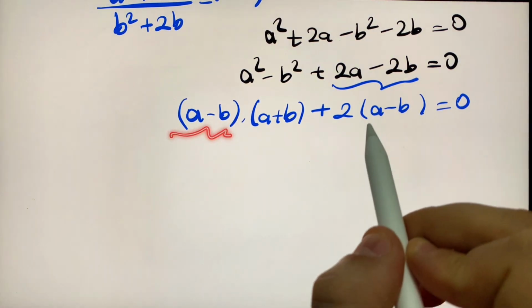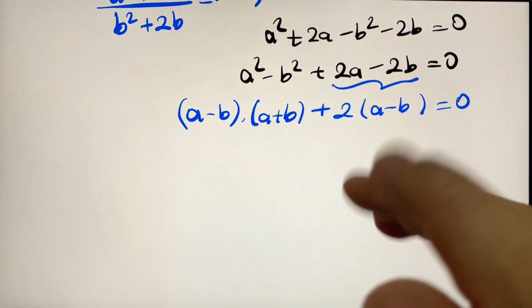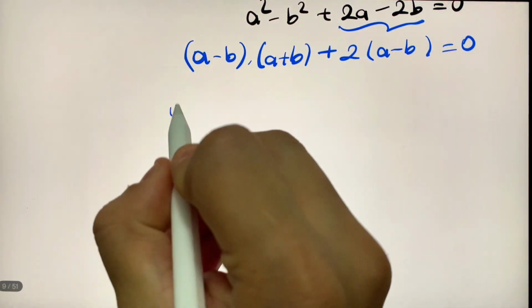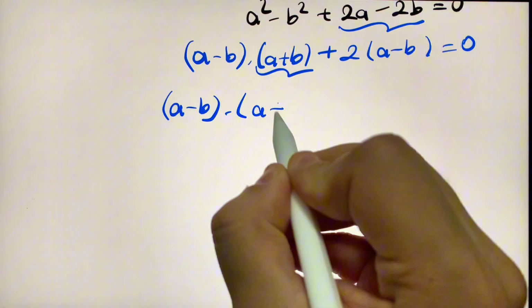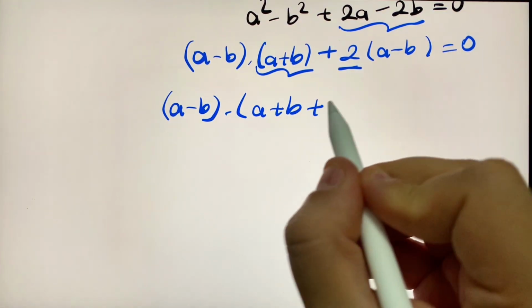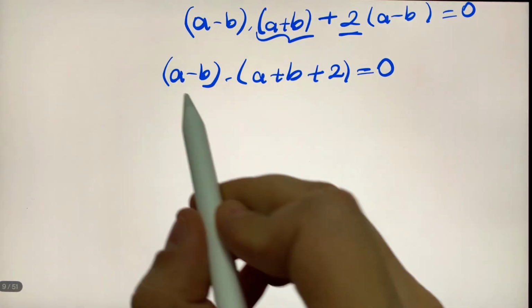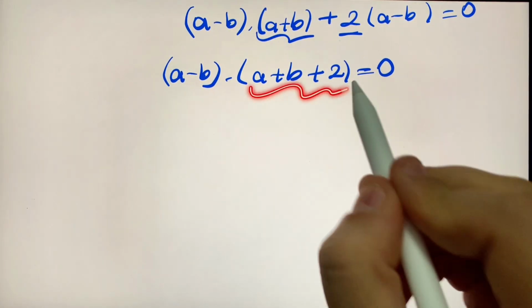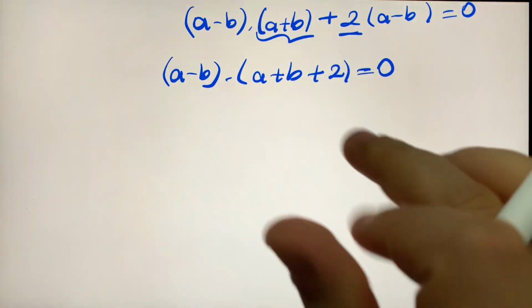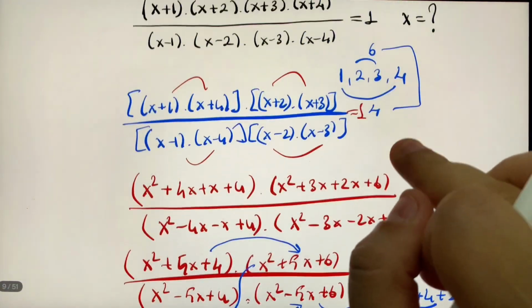If you pay attention, these parts are the same. Then I factor it again: I get the bracket a minus b, times a plus b, plus the 2 that came from here, equals 0. Now that the product is 0, it means that either one factor is 0, or the other factor needs to be 0. So if we repeat what we did from the beginning, guys, what was my purpose?